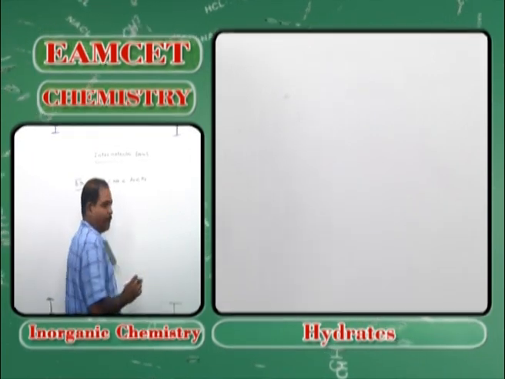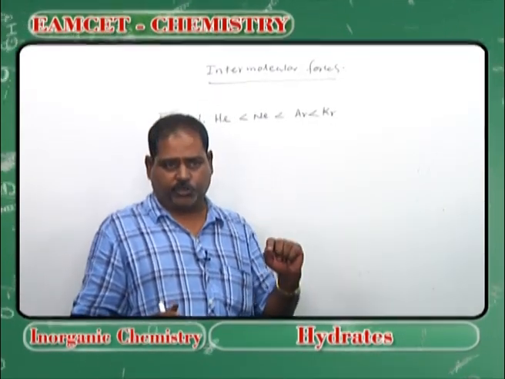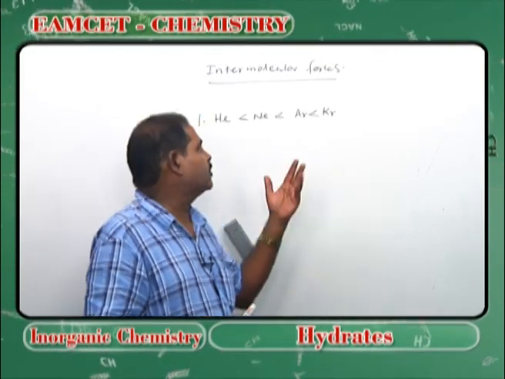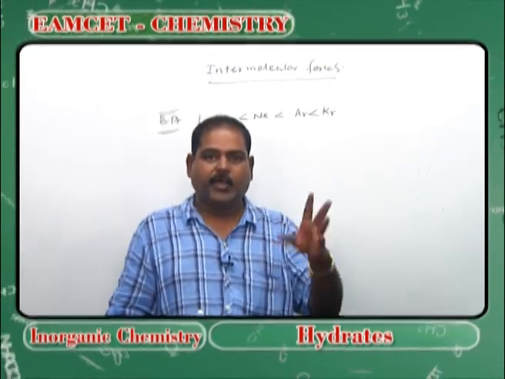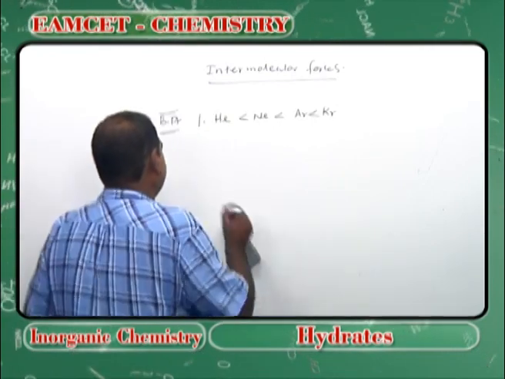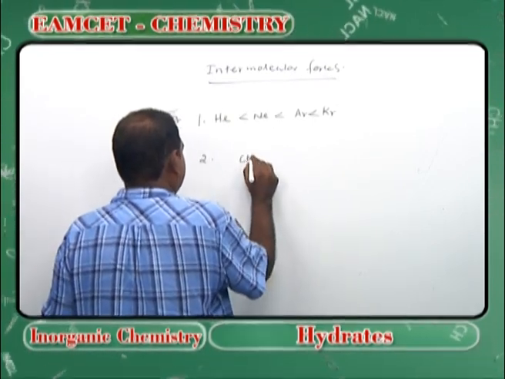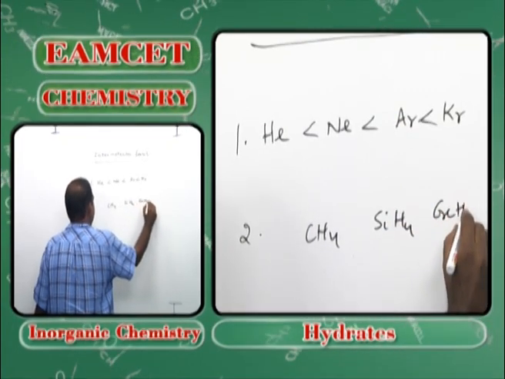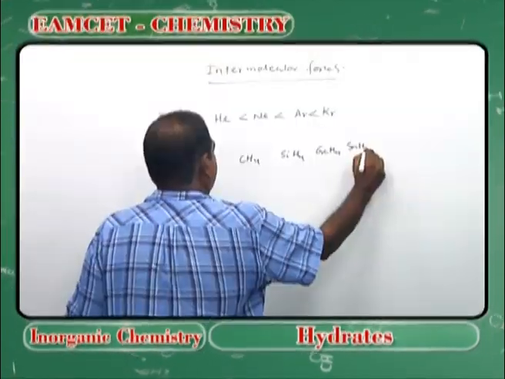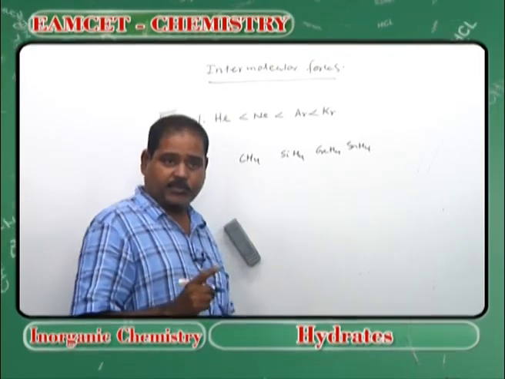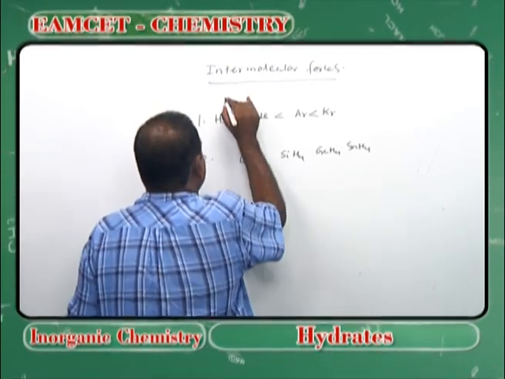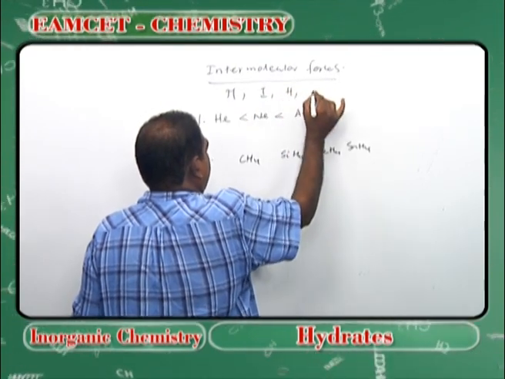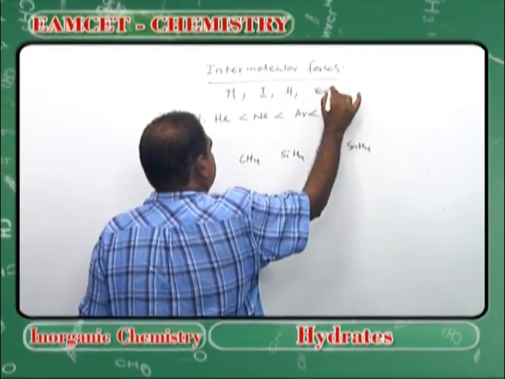In fact, I have prepared some 24 questions, but the heading to all the questions is the same. Therefore, I don't want to show you the questions, I just write them like helium, neon, argon, krypton. Second set: methane, silane, germane, stannane. Please tell me, are they metals? Are they ionic? Are they hydrogen bonded? If nothing, Van der Waals.